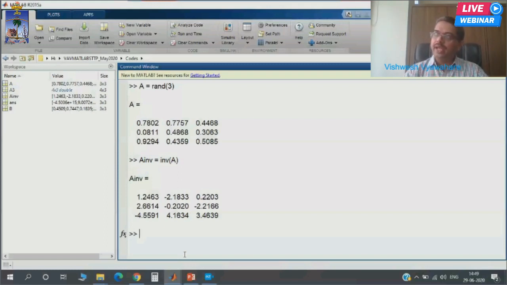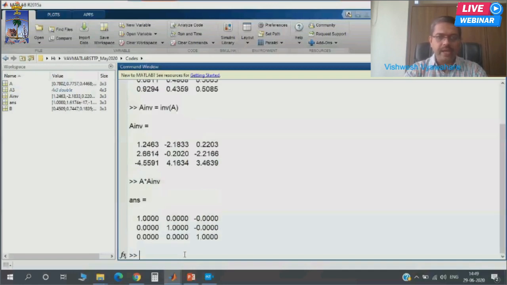Now what is A into A inverse? It should be an identity matrix, right? A into A inverse is an identity matrix. So let's try this: A star A_inv. And what answer do we get? We indeed get 1 0 0, 0 1 0 and 0 0 1. So the inverse calculated by MATLAB is correct and A into A inverse is giving me I3, that is the 3 cross 3 identity matrix.